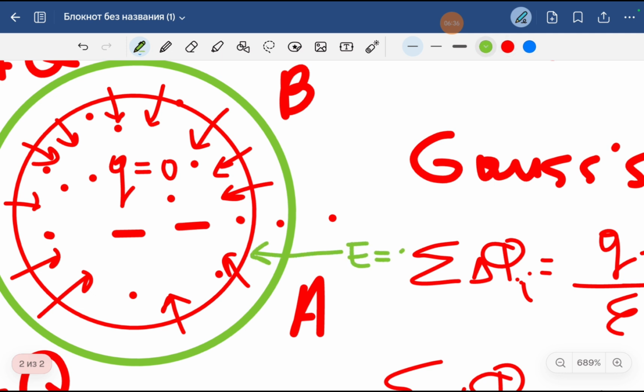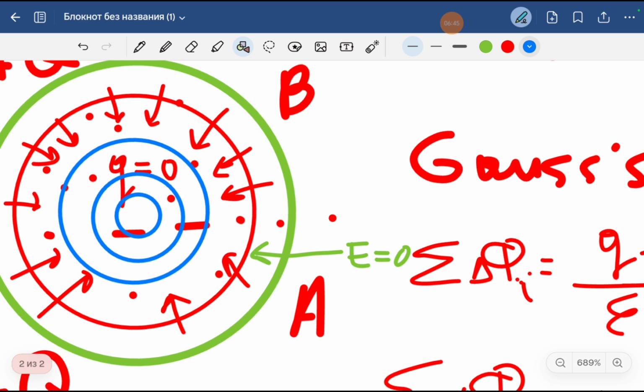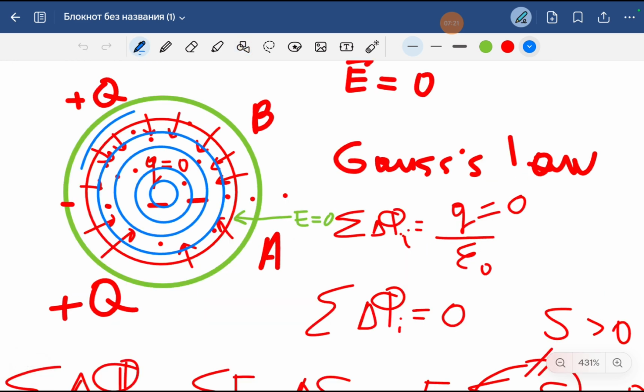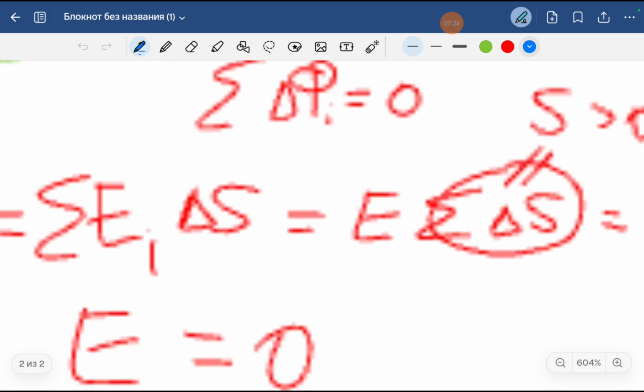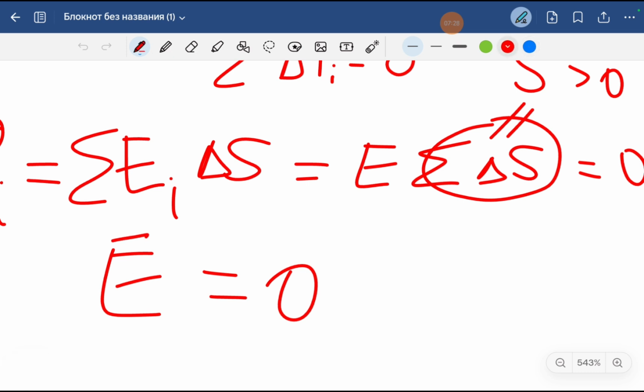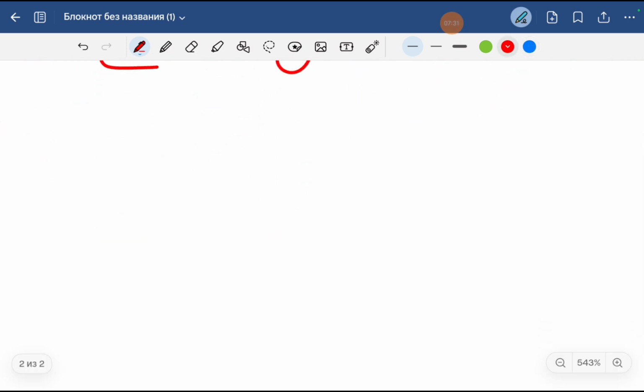Using the same logic, we can draw many smaller spheres inside the shell and confirm that the electric field is zero at all points on the spheres as well. Since we can draw an infinite number of such spheres, this proves that the electric field inside the spherical shell is zero at all points.